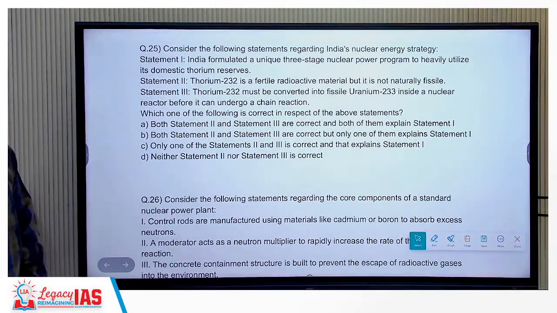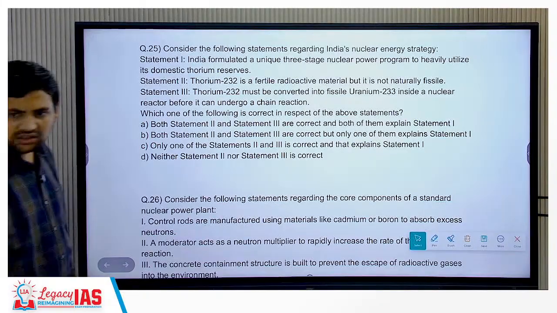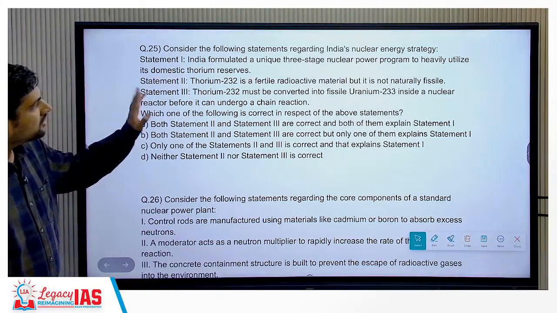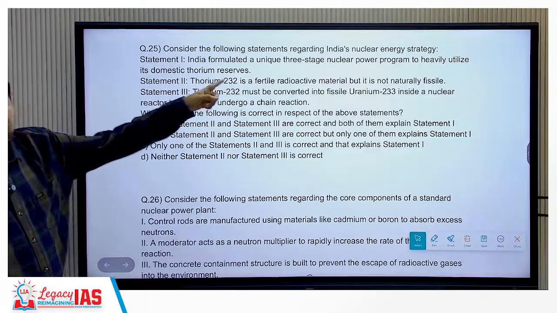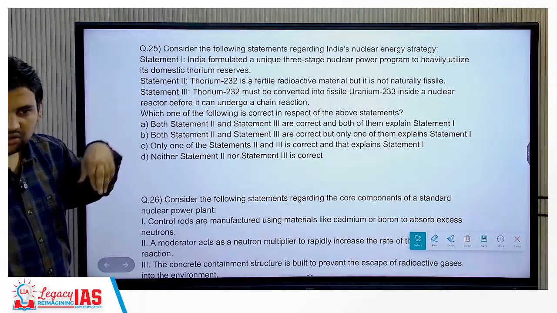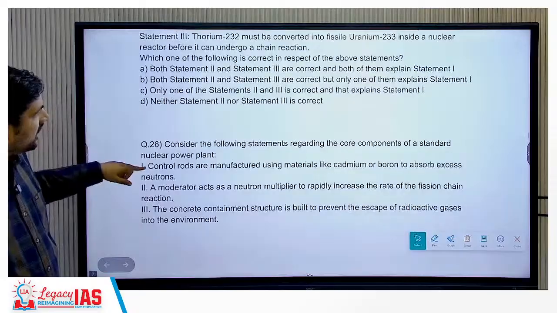Then, India formulated a unique three-stage nuclear power program to heavily utilize its domestic thorium reserves. Okay, thorium 232 is a fertile radioactive material but is not naturally fissile. Yes, thorium 232 must be converted into fissile uranium 233 inside a nuclear reactor. Correct. And they are explaining it also because it tells about domestic thorium reserves. That's why India wants to use something like this. The answer becomes A.